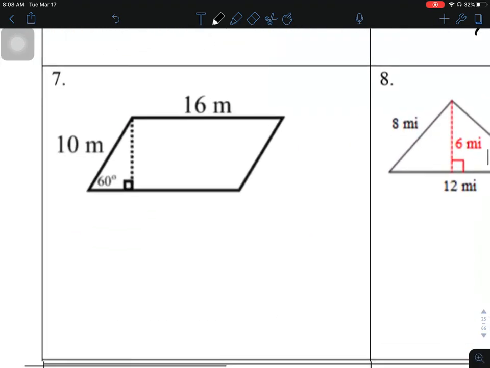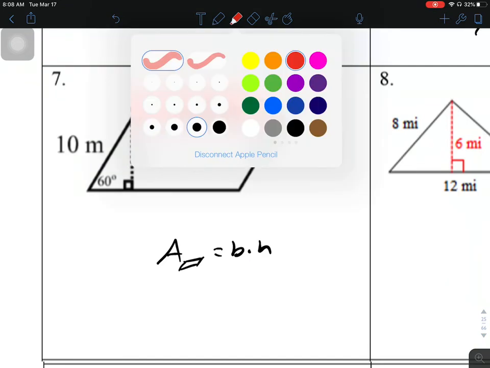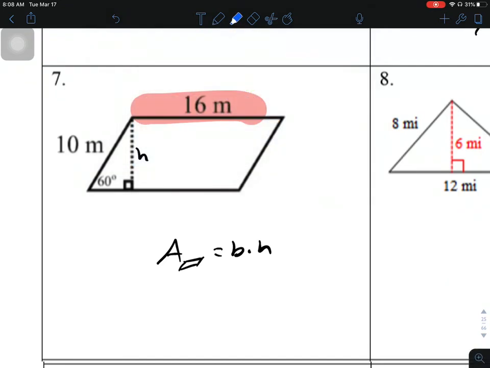7. Oh, interesting. We are going to use this height and this base that corresponds to it. Area of parallelogram, base times height. But we don't know what the height is. What we do know is that this little fella is a special right triangle.